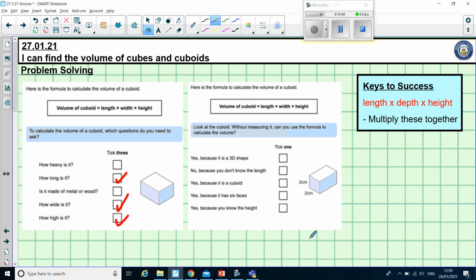Okay, here is the formula to calculate the volume of a cuboid. Look at the cuboid. Without measuring it, can you use the formula to calculate the volume? So our options are yes, because it's a 3D shape. No, because you don't know the length. Yes, because it's a cuboid. Yes, because it has 6 faces. Or yes, because you know the height. Pause the video and see which one you think it is.